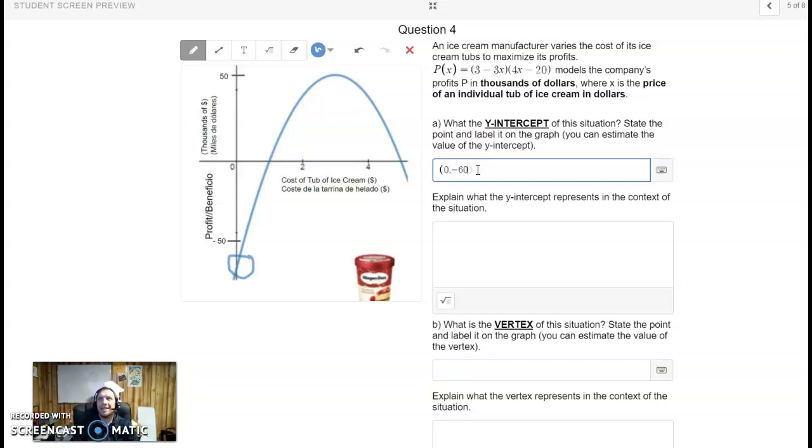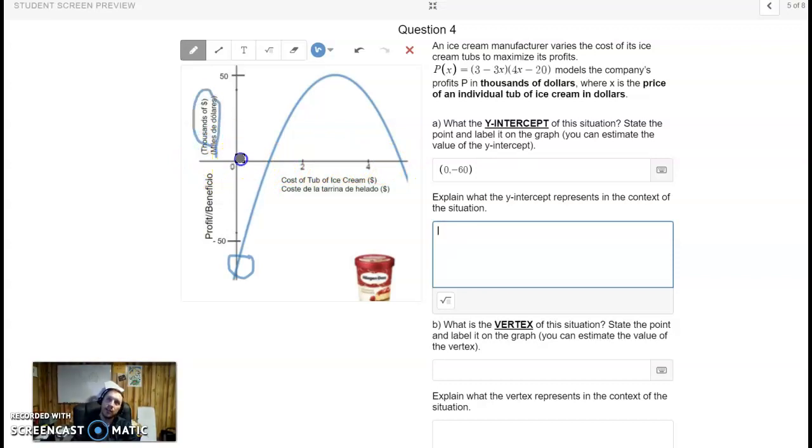All right. Then, what does the x-intercept represent in the context of this situation? Well, remember, this is the cost of the tubs of ice cream, and this is the thousands of dollars in profit. So if our ice cream costs $0, we'd have -$60,000 in profit. And that doesn't make sense. If we charge them $0, that doesn't make sense. But if we just gave away the ice cream, we'd lose whatever this y-intercept is. That could be about $60,000.